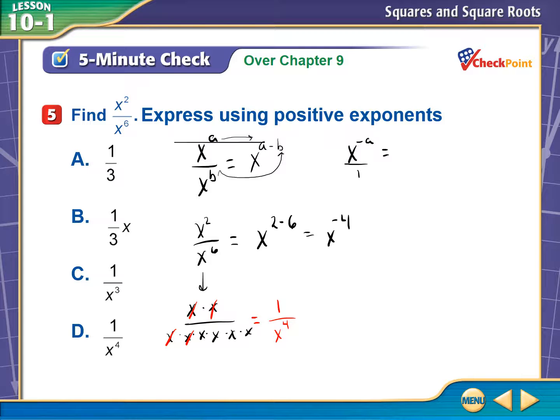So x to the negative a is actually 1 over x to the a. So I do the reciprocal, 1 over x, and then when I make that reciprocal, the exponent becomes a positive number. So x to the negative 4th, as we can see, is actually the same thing as 1 over x to the 4th. And since they want me to write this using positive exponents here, I would rewrite x to the negative 4th as 1 over x to the positive fourth, meaning the correct answer is D.